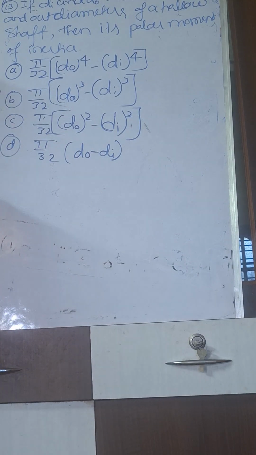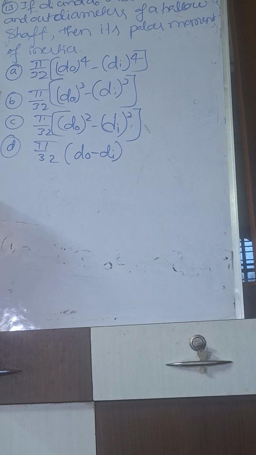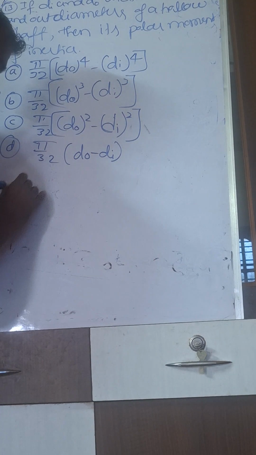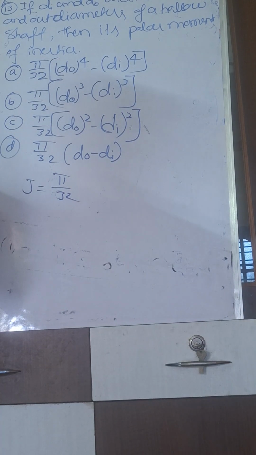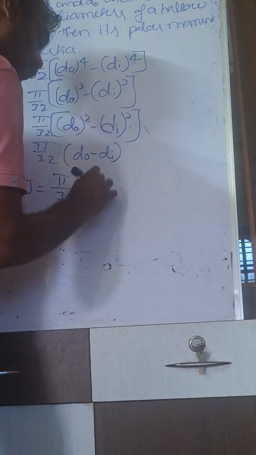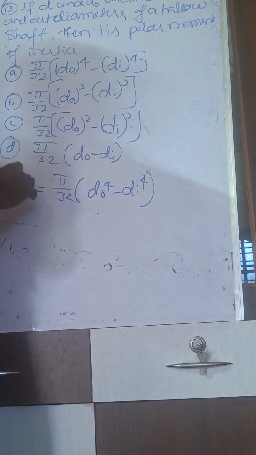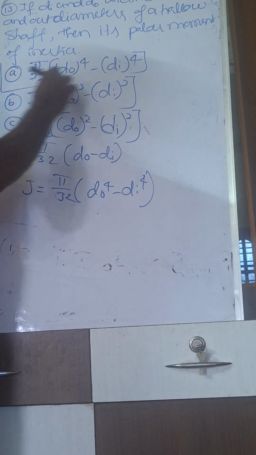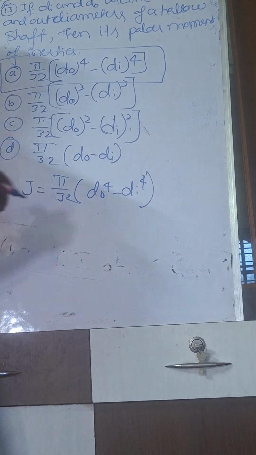What is the indication here? You have a hollow cylinder. Suppose you have a hollow cylinder, then the question is about the polar moment of inertia, that is J. J is equal to pi by 32 into do to the power of 4 minus di to the power of 4. This is the polar moment of inertia. This is the correct answer.